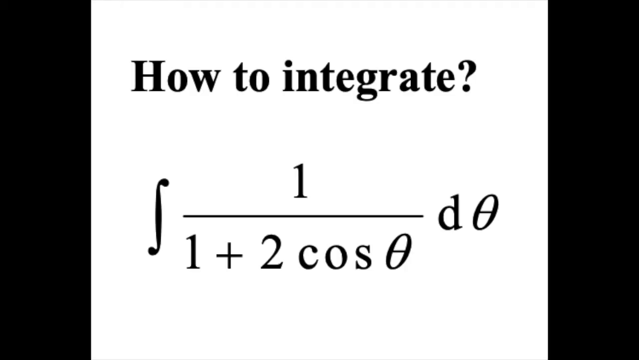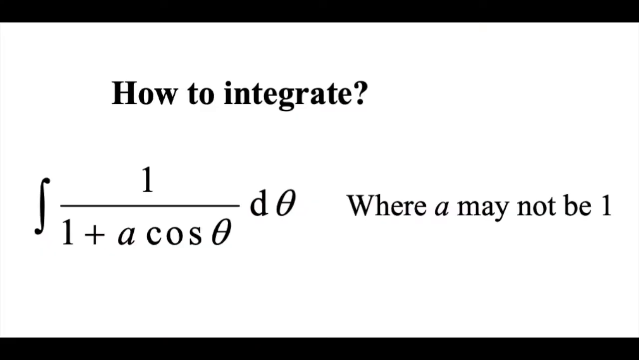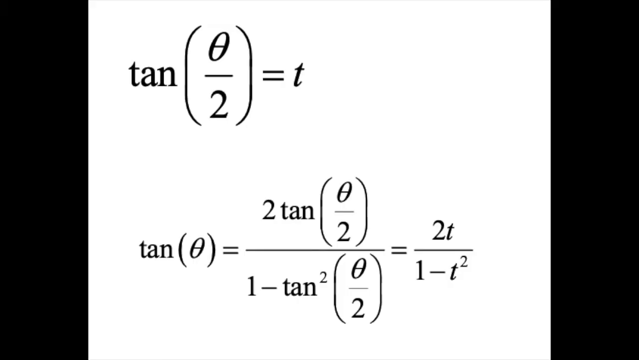What happens if we ask you, how do you integrate 1 over 1 plus 2 cosine theta d theta instead of 1? A coefficient can be 2, can be 3, or can be 4, or can be anything other than 1. So how do we handle this kind of problem? In mathematics, we should try to learn how to compare and contrast. So in order to solve this problem, there are some very important formulas we need to know.